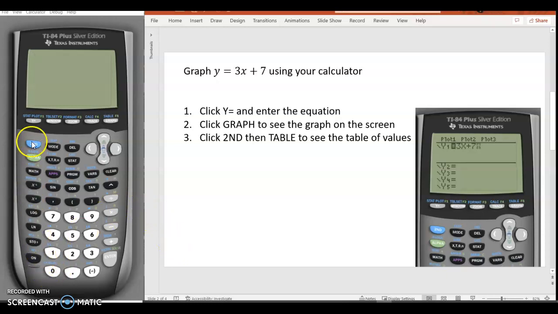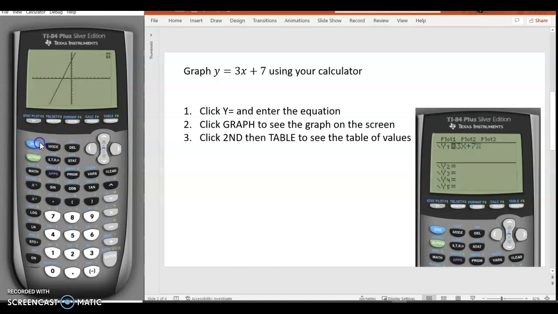So you're going to start off by going to y equals, which is in the upper left-hand corner of your calculator. Then in y equals, you're going to enter the equation of the line. So we have 3x plus 7. Now when you click graph, which is in the upper right-hand corner, it'll show you the graph of the line.